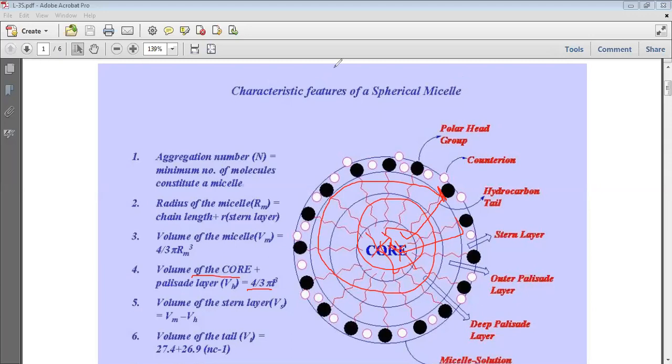The next point is simply the volume V_m minus V_H.